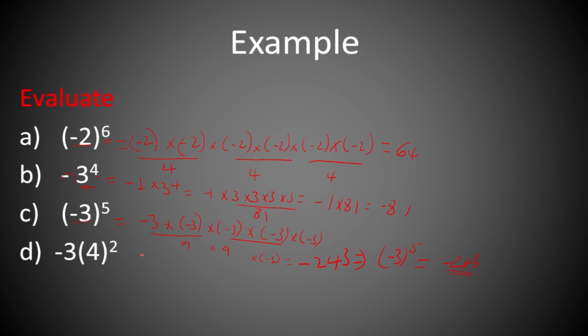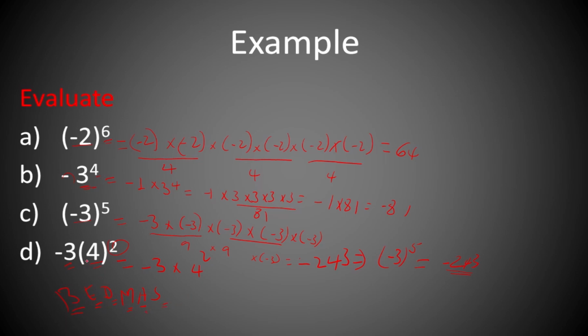For the last one, this can be written as negative 3 times 4 squared. Look, this exponent applies only to the base 4, but we have to multiply by negative 3 finally. We have to remember the rule BODMAS, which means first bracket, then exponent, then division, then multiplication, then addition, finally subtraction.